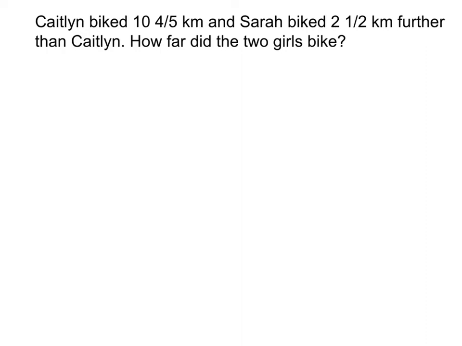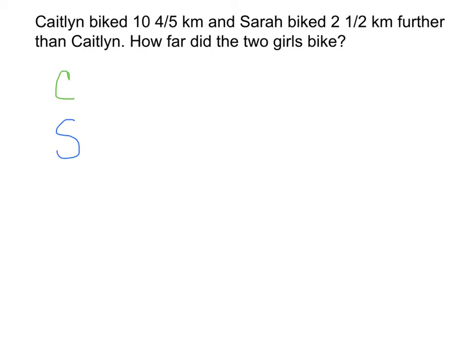Okay, let's take a look at the possible bar model drawing for this and the solution. When I look at this problem, I notice that we have two separate quantities. We have what Caitlin biked, and then we have what Sarah biked. Although Sarah's amount is connected to what Caitlin biked, because it said Sarah biked 2.5 kilometers further, I am going to go ahead and put in two separate quantities. I have Caitlin's, and then I have Sarah's. Sarah with an H.